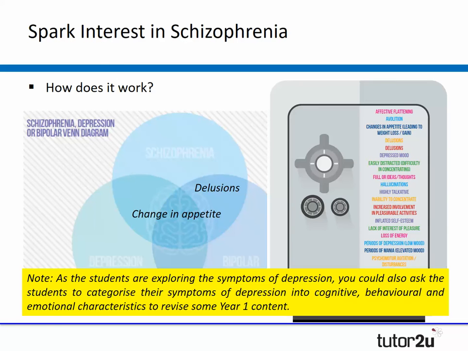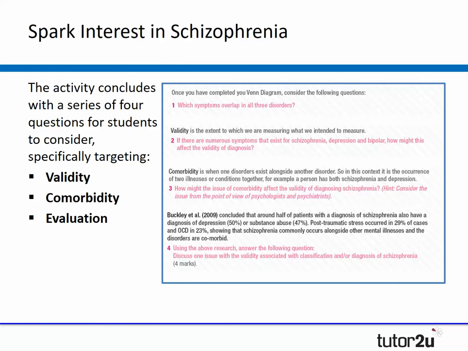It's a really great point at this stage in the course to use this as an opportunity to revise some year one content. If they've listed out all of the different symptoms for depression, what you can then get them to do is say, well, actually, which ones of those symptoms are cognitive, which ones are behavioural, and which ones are emotional, to revise some of that year one content. The activity finishes where the students use their Venn diagram to answer 4 key questions that specifically target concepts like validity, comorbidity, and evaluation to get them really drawing all of this together and provide a really nice opportunity for an in-class discussion.